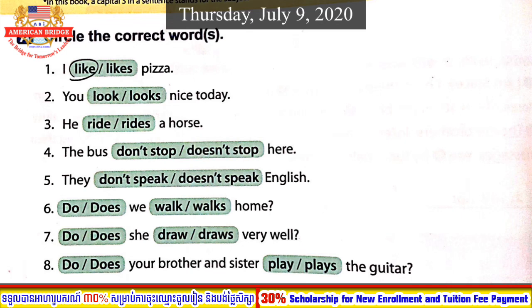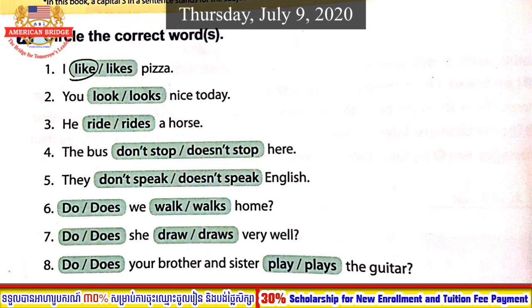Let's go to number three. He rides a horse. So our subject is he, and he is third person singular. So do we need to add s to the verb? Yes, when our subject is third person singular he, we have to add s. So he rides a horse.